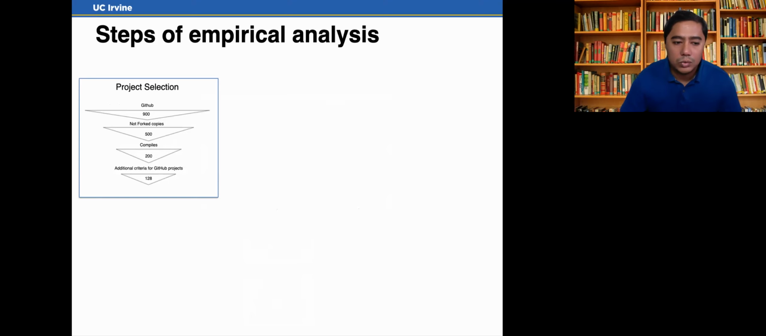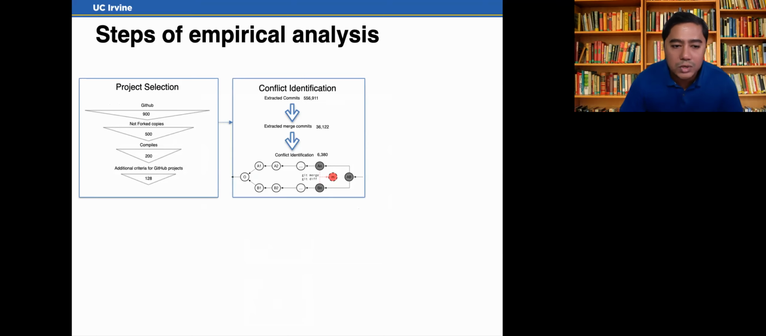That ended up with 128 projects in our final corpus. Then we did the conflict identification, where we first started by extracting all the commit messages, which was around 556,000. Then we extracted the merge commits, which was around 36,000. Then out of those 36,000, we identified the conflicting merges, which was 6,380.